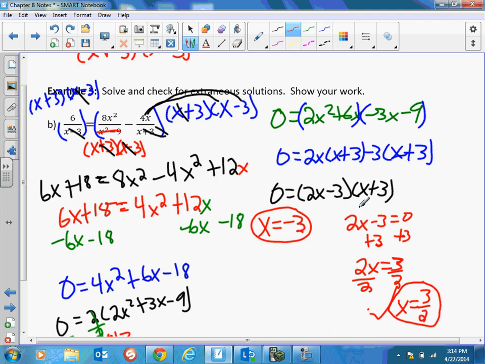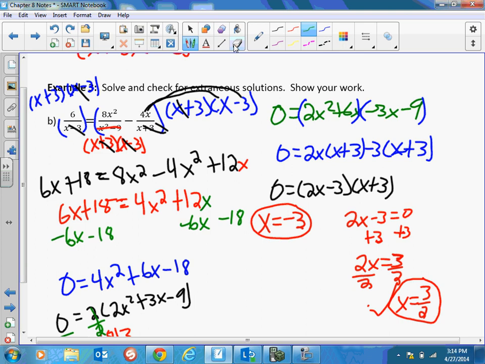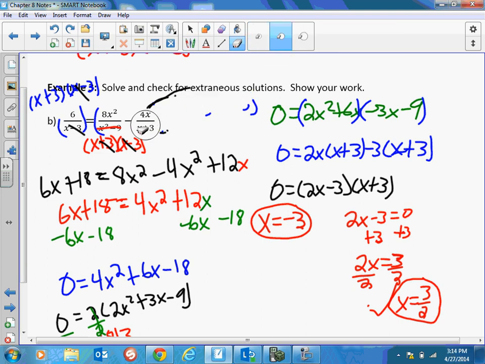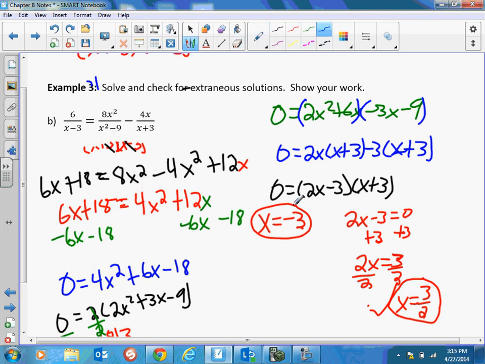Okay. What you should notice, or what you need to be able to notice, let's erase some of this stuff because we have a lot going on here. Let's go back to the original problem. Okay. Let's look at one that's really easy to see. Negative 3. x equals negative 3. If I put negative 3 in for x here, I have negative 3 plus 3, which is 0. Then I'm dividing by 0, which I cannot do.